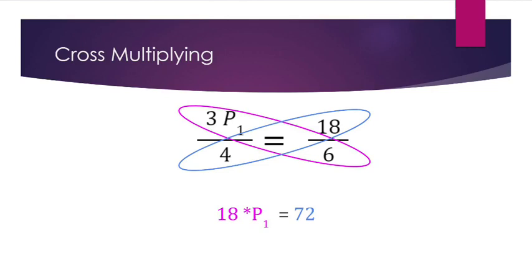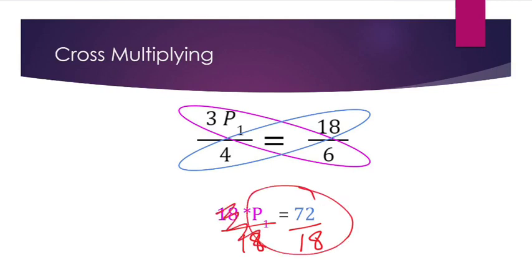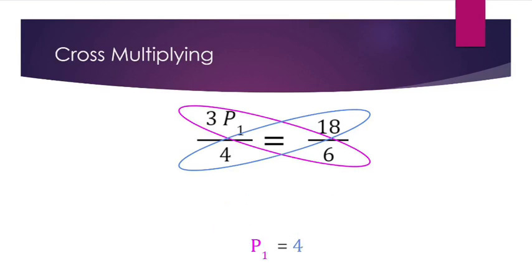And we get 18 times P1 equals 72. And now at this point, we're going to divide by whatever is with what we're looking for, because we want to figure out what P is on its own, not what 18 times P is. So we'd be dividing by 18, and in order to keep this equal, we've got to do the same thing on both sides. So the 18 cancels out, and P is going to be equal to 72 divided by 18, which is 4. So we cross multiply and divide.